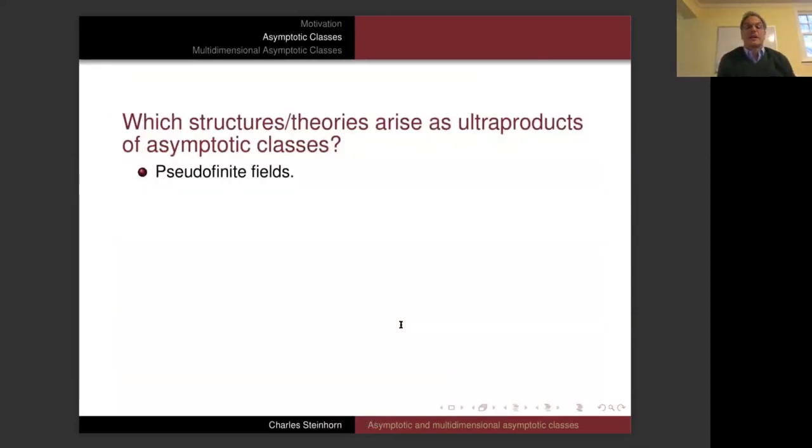Okay. Now, an interesting question that goes to infinite structures is, which structures or theories arise as ultraproducts of asymptotic classes? And the first obvious example is pseudo-finite fields, which is an infinite field which is a model of the theory of finite fields, the easiest way to say that, which is the set of all sentences true in all finite fields. It's a pseudo-finite field. And that's an ultraproduct of an asymptotic class.